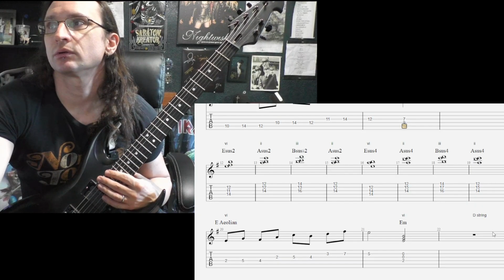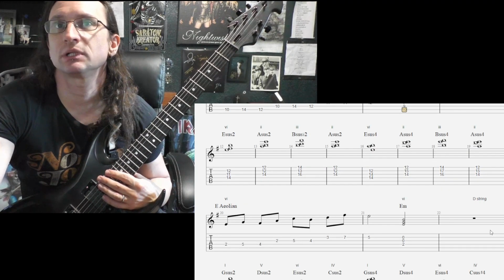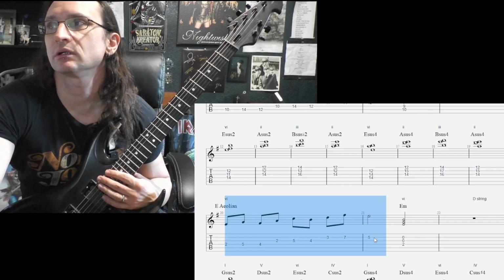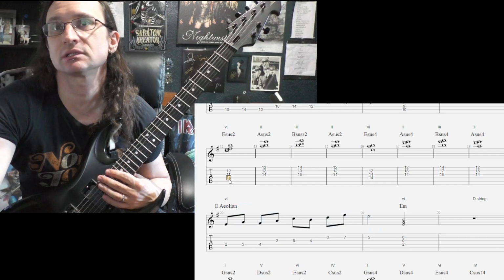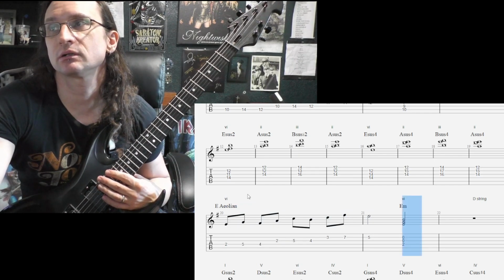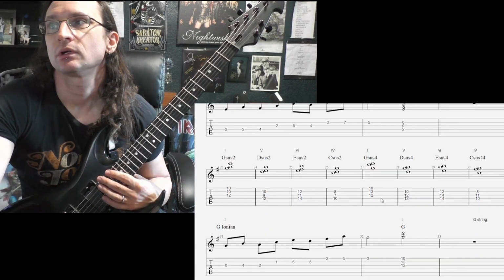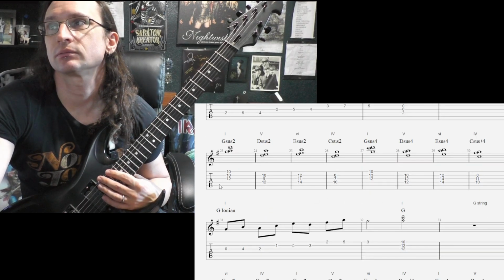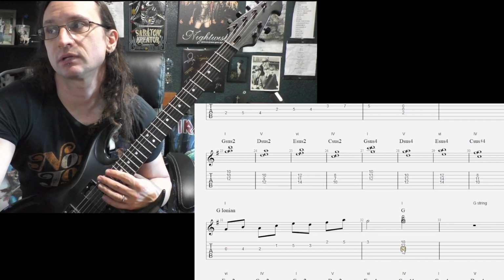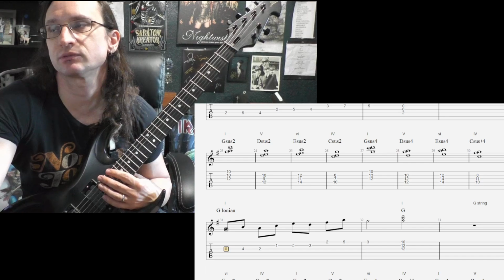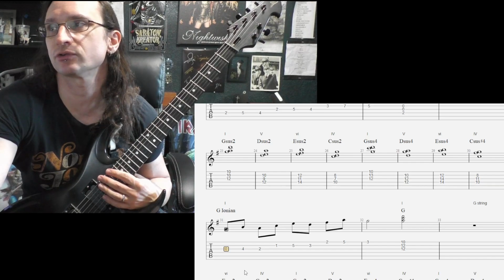So things to change here would be moving the E Aeolian to the same starting point as your E sus2. Same thing with E minor. That should be starting in the same place the E sus2 did. Same thing here. G sus2 began 12th fret of the G string, so your G Ionian needs to start there. That's good, but let's move that up to the same starting place so you're not jumping back and forth across almost the entire fretboard.